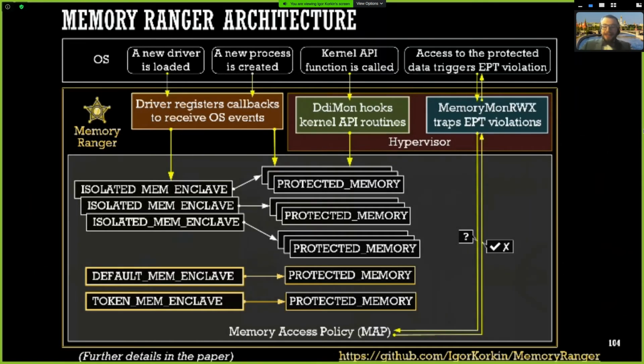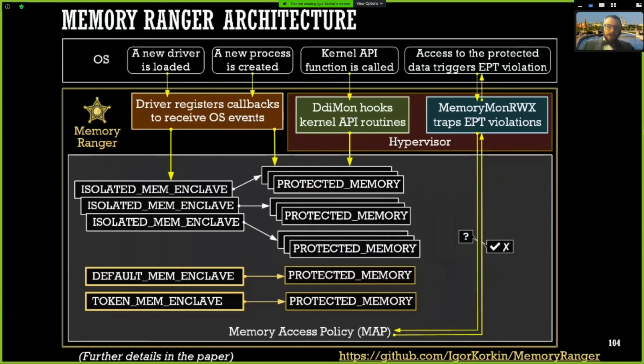The MemoryRanger is a tool designed to prevent attacks on the OS kernel with the help of a kernel mode driver and a hardware-based hypervisor. The MemoryRanger registers a notification routine to intercept the loading of new drivers. The MemoryRanger allocates a separate enclave for each newly loaded driver. The MemoryRanger also intercepts the launching of new applications. This helps to locate token structures and move them to the data-only enclave.